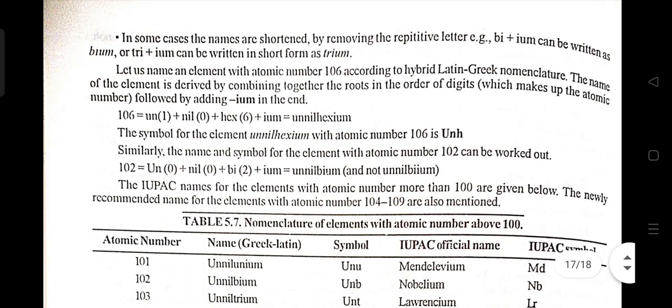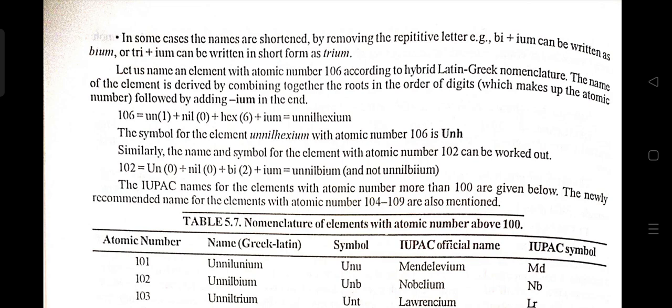In some cases, the names are shortened by removing the repetitive letter. For example, bi plus ium can be written as bium, and tri plus ium is written as trium. Let us name an element with atomic number 106 according to the hybrid Latin-Greek nomenclature. The name of the element is derived by combining together the roots of the digits which make the atomic number, with -ium in the end.